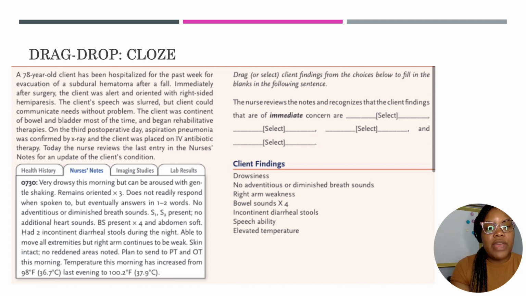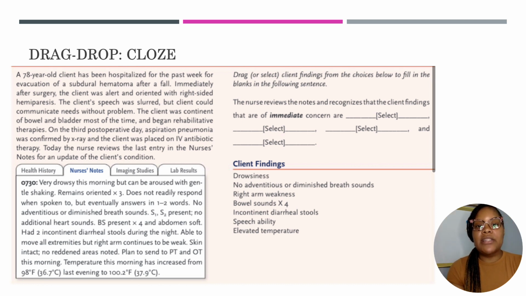The patient had 2 incontinent diarrheal stools during the night. They were able to move all their extremities, but their right arm continues to be weak. The skin is intact. No reddened areas are noted. Plan to see PT and OT this morning. The patient has a temperature this morning which increased from 98 to 100.2.